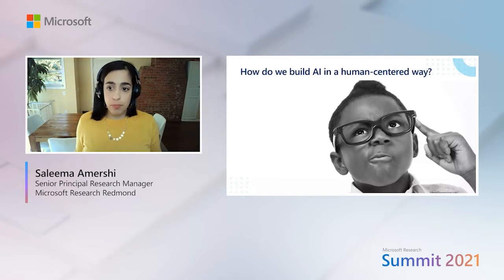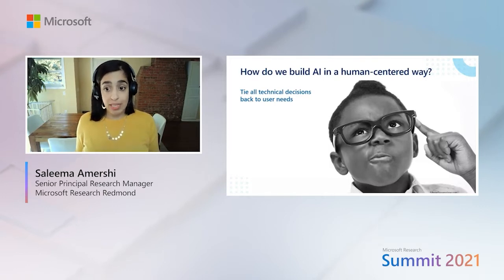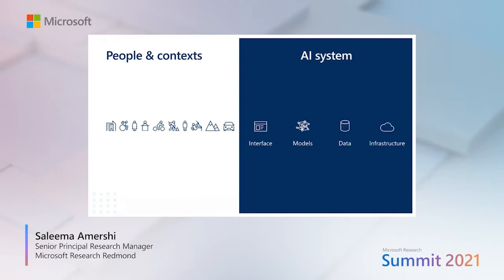Now, there are some general best practices for building AI in a human-centered way. This includes first thinking about end users, and thinking about them early, so that you can tie all technical decisions about your AI model and system back to users' goals and needs. So what I mean by this is that human-centeredness prescribes doing that upfront research and understanding of people and the variety of contexts in which those people may be using your AI system, and using that to make all the decisions about the rest of the system.